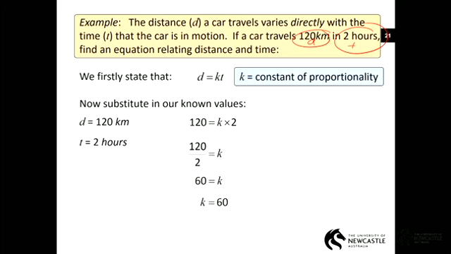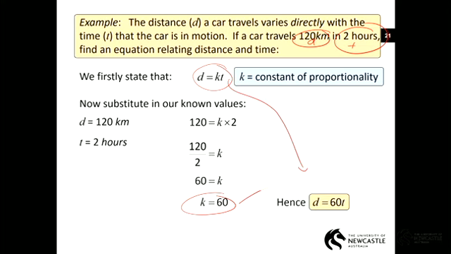So what's my formula? Well, it says find an equation related distance and time. I knew that d was equal to kt. I just didn't know what k was. I know what k was. Just rewrite it. So that equation tells me if you give me any time in hours, I'll spit out a distance in kilometres. And it makes sense because the speed was 60 k's per hour.